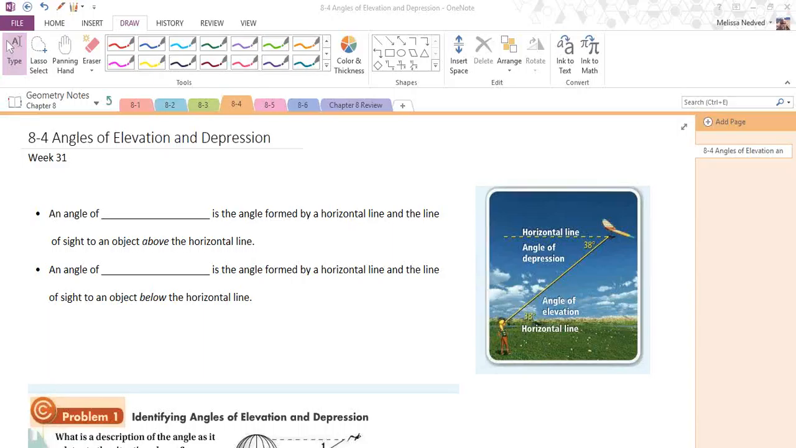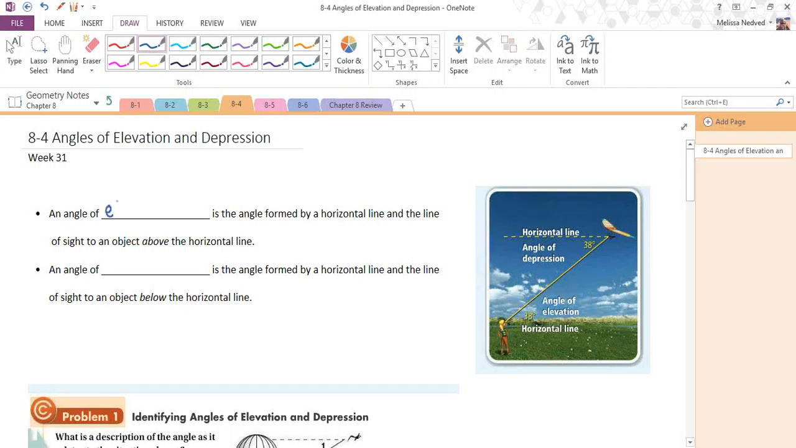All right, chapter 8-4 talks about angles of elevation and depression. And really what we're doing here is we're taking what we looked at in section 3 with SOHCAHTOA, using those trig functions, and putting them into some context, talking about how we can use trig, SOHCAHTOA, to find distances, heights, using angles of elevation and depression. So let's go ahead and start by defining those.